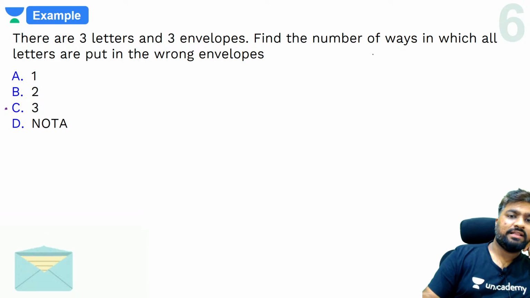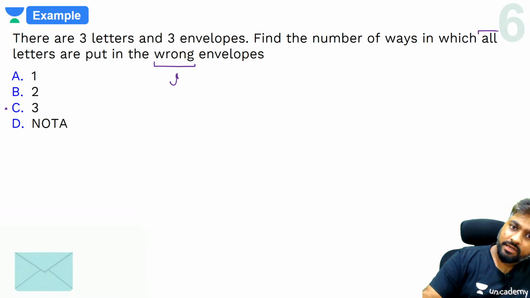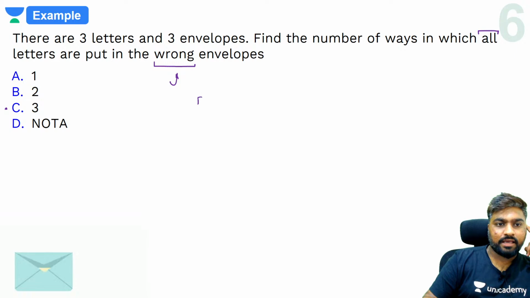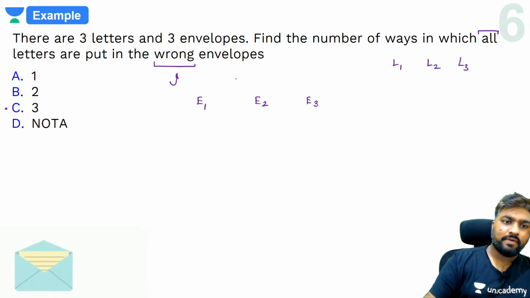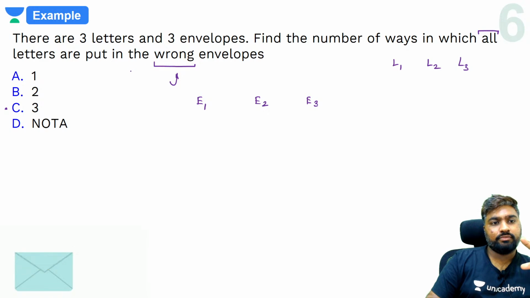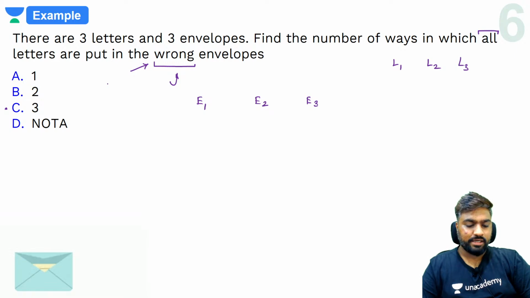So what are they saying? Find the number of ways in which all letters are put in wrong envelopes. All letters must be in wrong envelopes. Let's say envelope 1, envelope 2, envelope 3. We have 3 letters, letter 1, letter 2, letter 3. Letter 1 belongs in envelope 1, letter 2 belongs in envelope 2, letter 3 belongs in envelope 3. But what is our task? We should put them in the wrong envelopes only. They should not go in the right envelopes, only in the wrong envelopes.